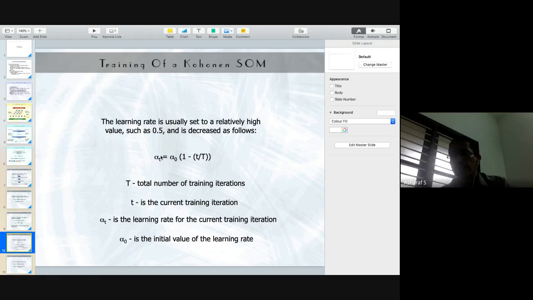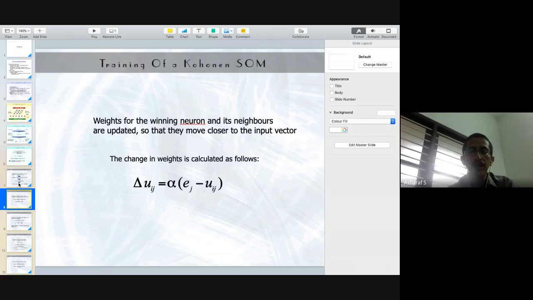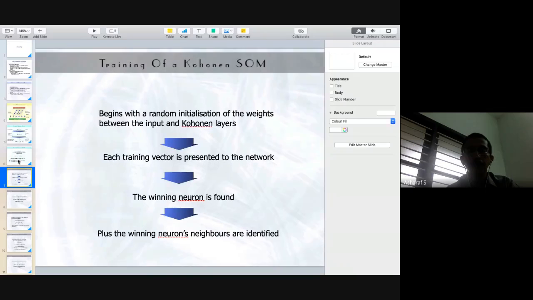Here, alpha t at any moment will be alpha 0, the initial value, times 1 minus t by T, where t is the current training iteration and T is the total number of iterations. So basically you keep reducing the learning rate, you keep reducing the neighborhood, and the algorithm proceeds like this.